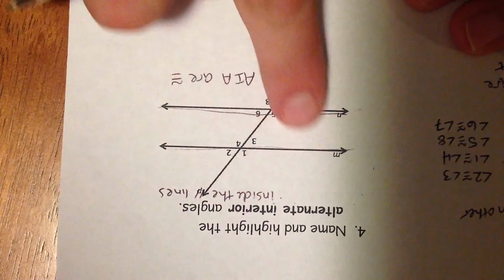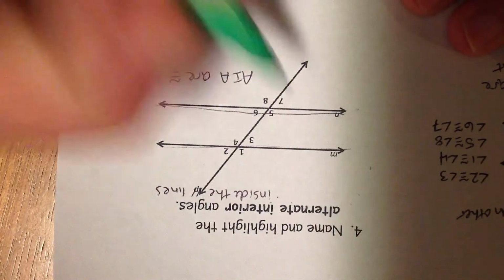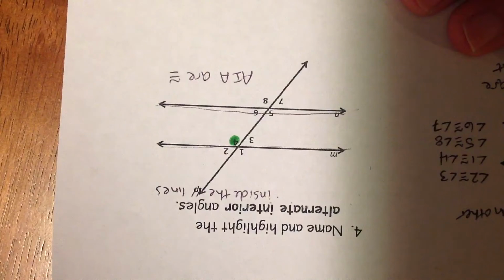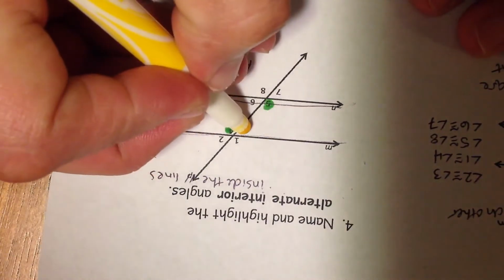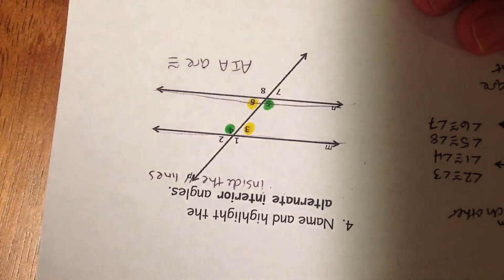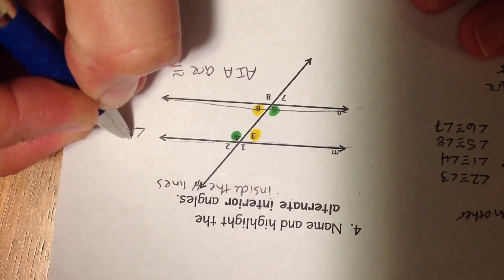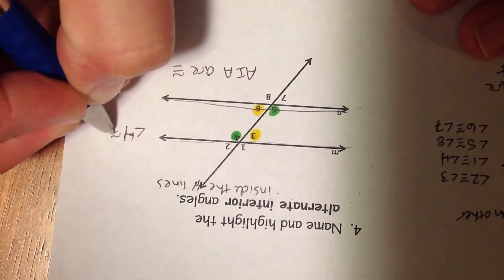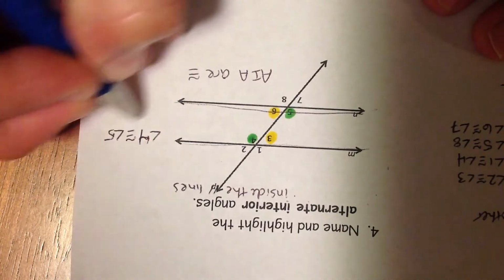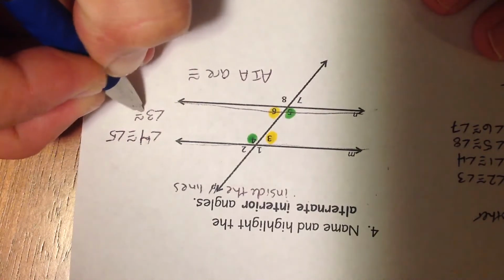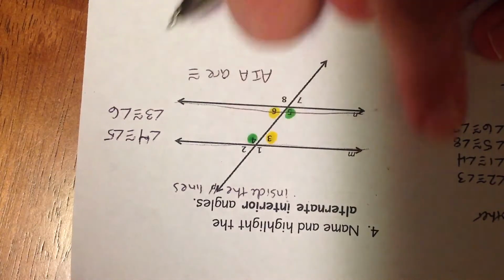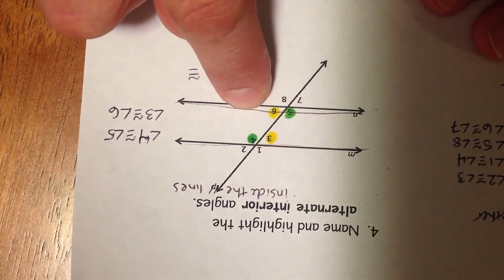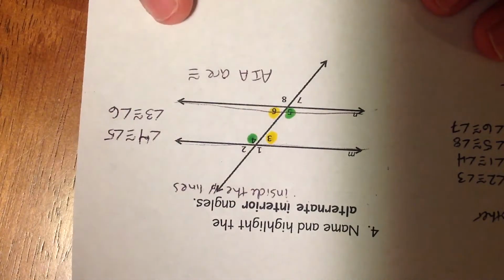So we look at these angles right here, and I know that we have 4, and alternate interior with that would be 5. 4 and 5 are the exact same size, or measure. And the other alternate interior angle pair is angle 3 and angle 6. And again, alternate interior angles are congruent. So we can say angle 4 is congruent to angle 5, and angle 3 is congruent to angle 6. Those are alternate interior angles. Again, they're on opposite sides of the transversal, and they have to be inside the parallel lines.